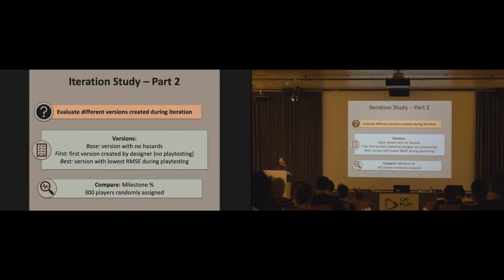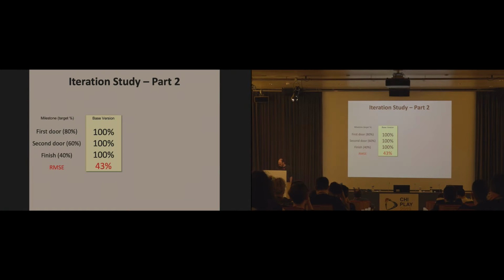And in this case, we recruited 300 players, randomly assigned them to play one of these 3 different versions of the game. And then we looked again at the percentage of players to reach each milestone. And again, what we found was that in the base version, all the players made it through the entire thing with an RMSE of 43%. Again, we saw in this part of the study that the first version the designer created was a lot harder, too hard based on what we were looking for, and the RMSE went up. We got further away from what we wanted.